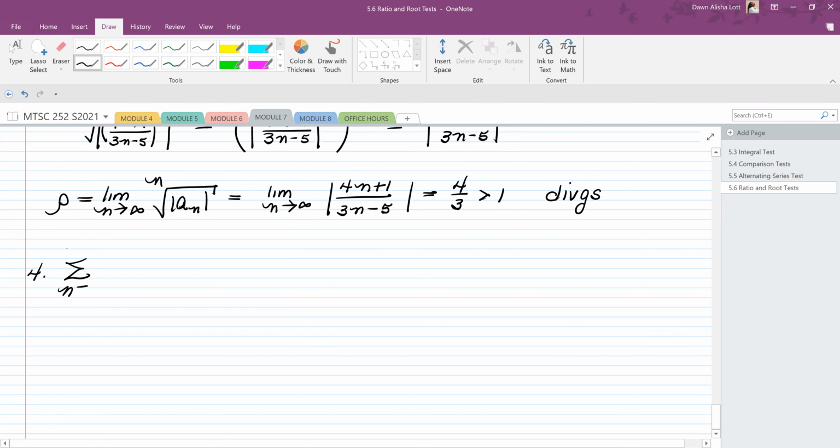The sum from n equals 1 to infinity of (minus 1) to the n divided by n to the 1 plus n. Oh, this is a beautiful, beautiful problem. Okay. So I'm going to use the root test on this as well.